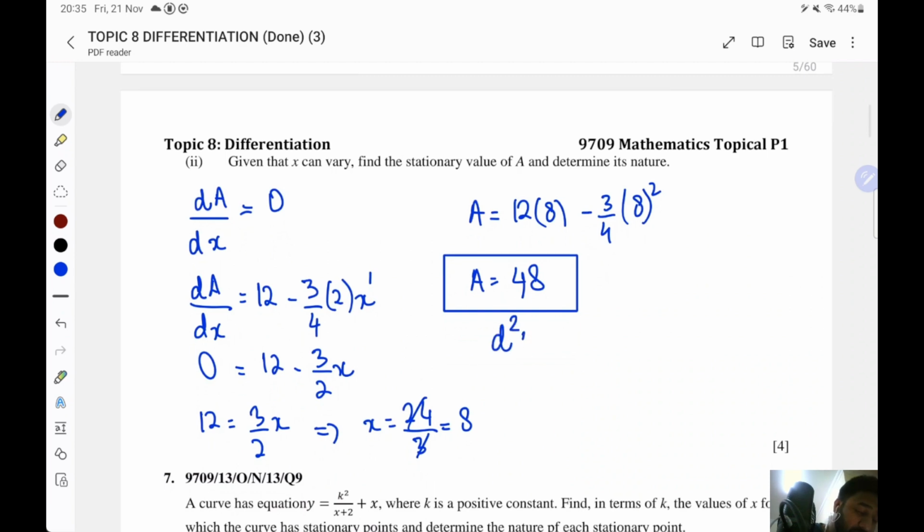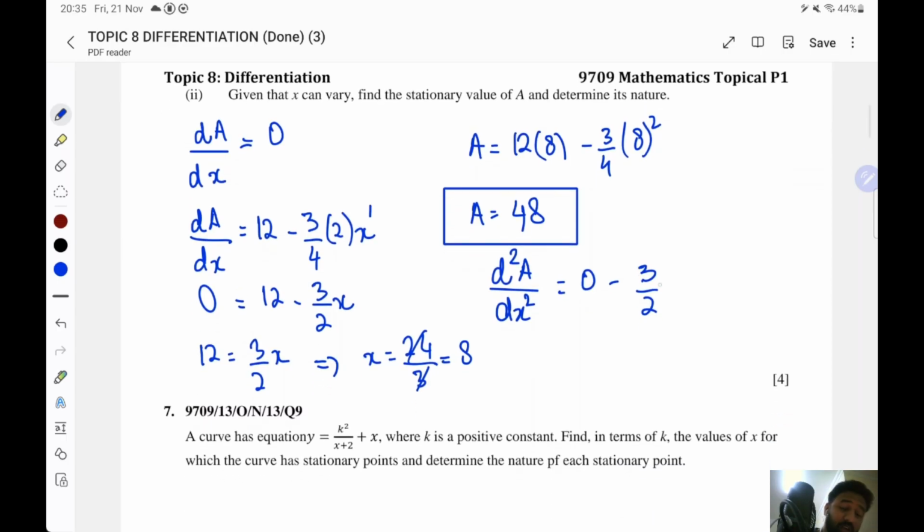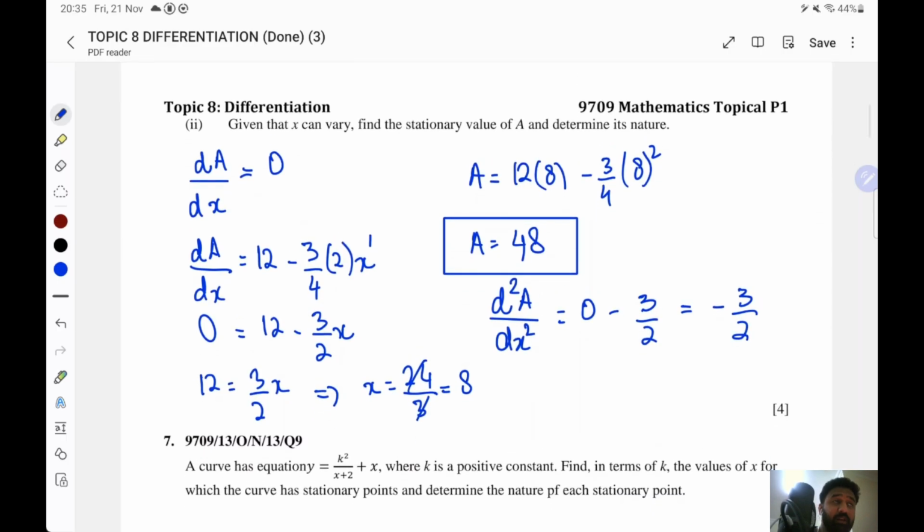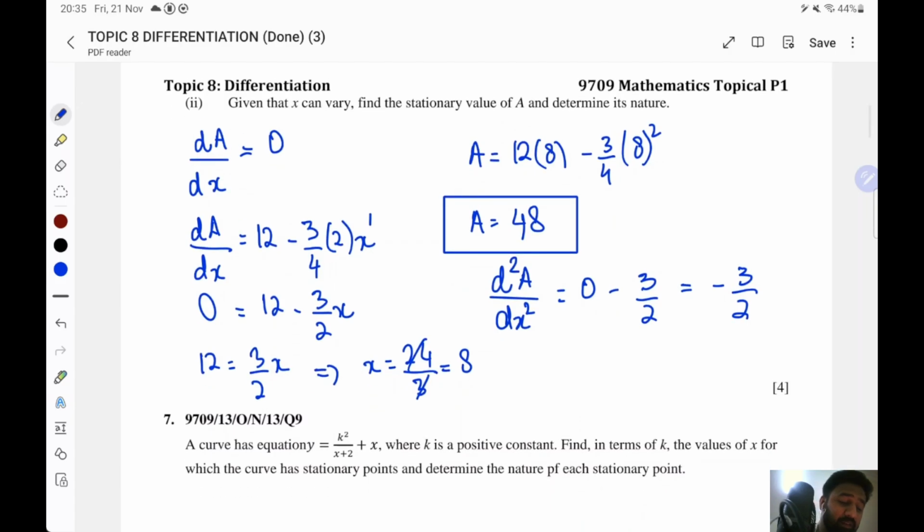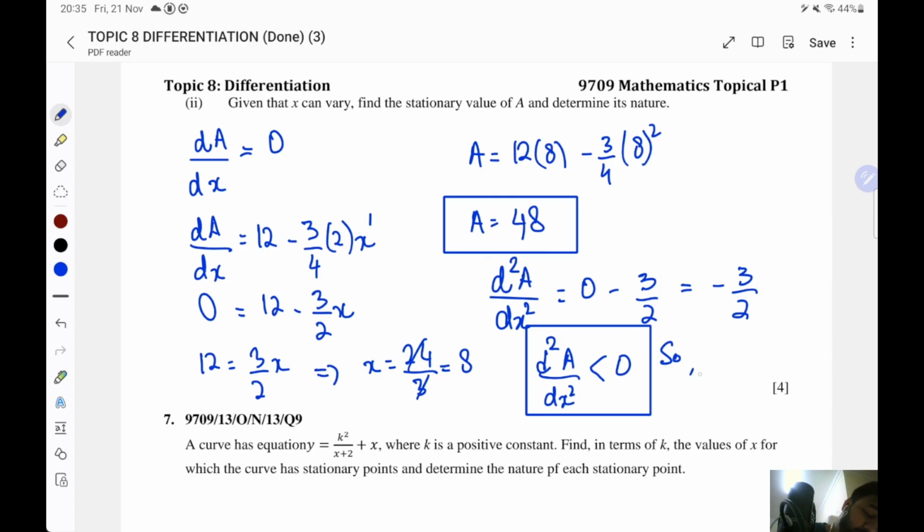Now we need to know the nature. Is it a maximum value or is it a minimum? We'll find the second derivative, which will be 0 minus 3 by 2, so it is minus 3 by 2. So it's simple: since the second derivative is negative, it's the maximum value. Let me write, since d squared A over dx squared is less than 0, it is a maximum value.